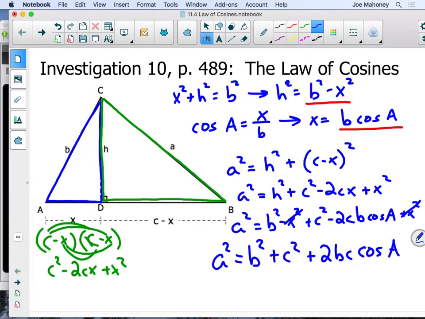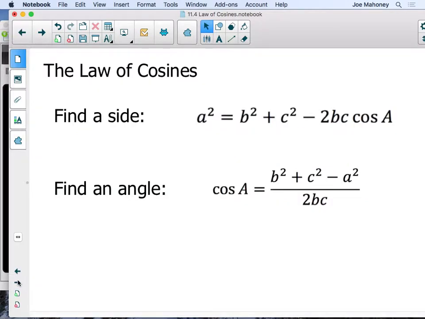What I have now is an equation that involves all three sides of the triangle and the cosine of one angle. That's what the law of cosines looks like. So to summarize a little bit, we call this the law of cosines.